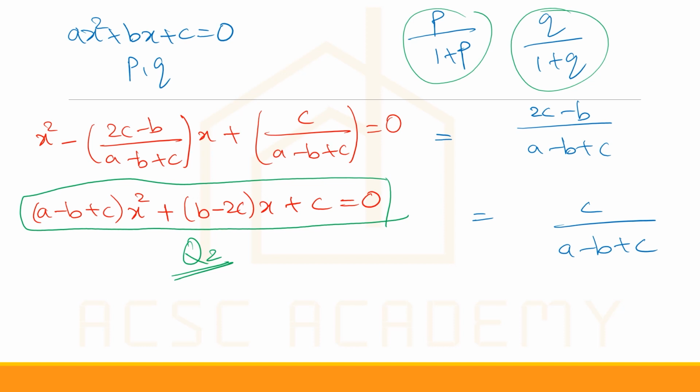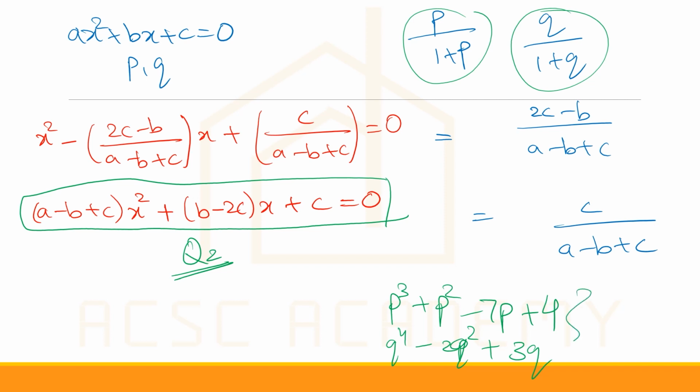But there will be times when it will be very difficult to find out sum and the products. For example, if I say that you need to find out a new equation whose roots will be p cube plus p square minus 7p plus 4, and q raised to 4 minus 2q square plus 3q. So if I say find out a q2 whose roots are these, won't it be very difficult to find out sum and the product? Yes, it will be. So for some of these cases, we have another method called transformation of roots.